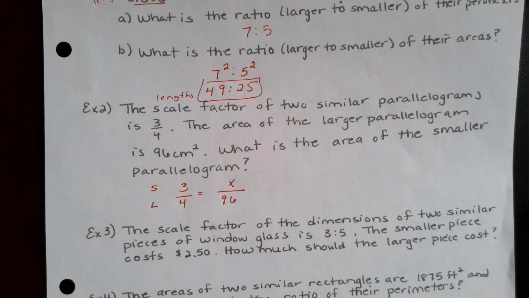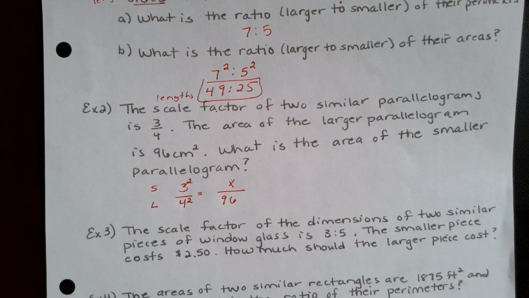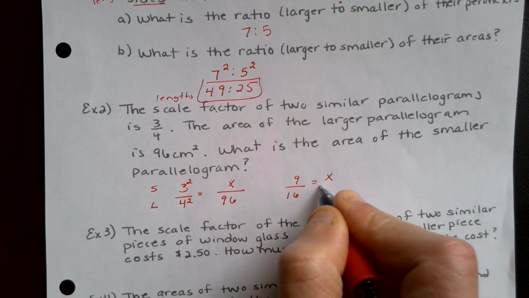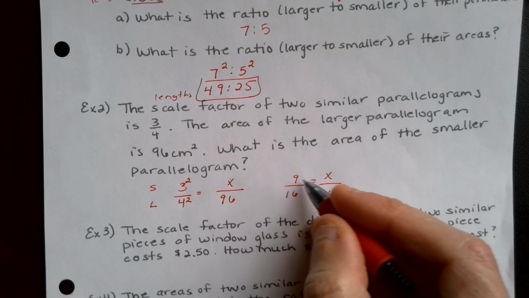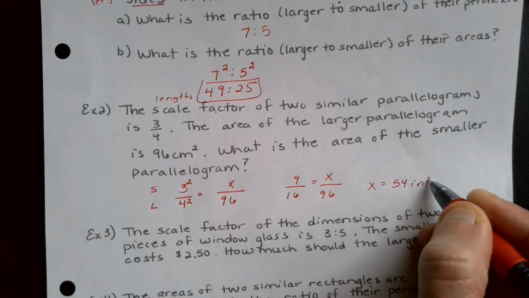But that's not a true proportion there, because I've got lengths here and I've got areas here. So to make this true, I need to go in here and make these areas as well. At that point, we can now just cross multiply and solve. So you're going to have 9 over 16 equals x over 96. Cross multiply, divide, and you're going to get 54 inches squared.